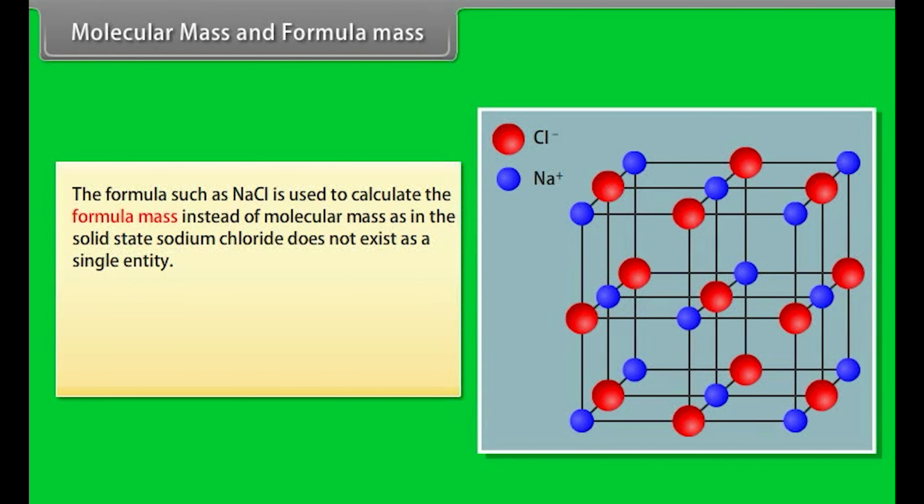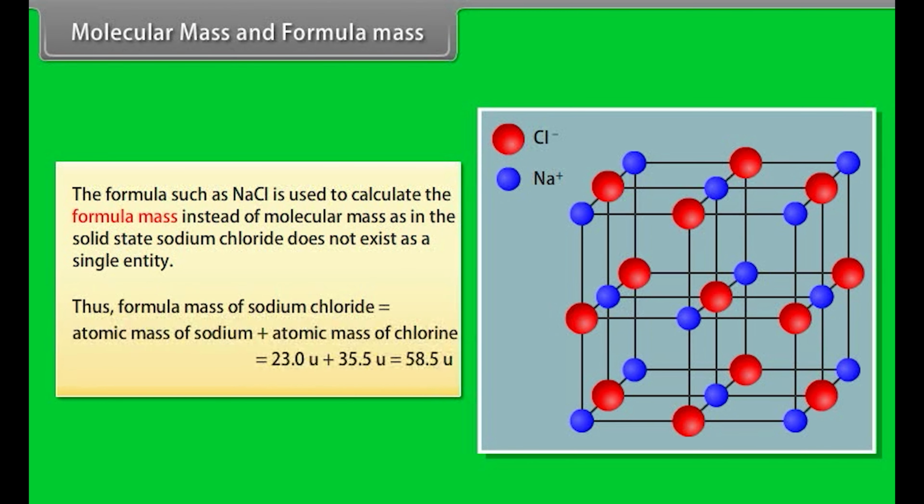This is equal to 18.02 u. A formula such as NaCl is used to calculate the formula mass instead of molecular mass, as in the solid state sodium chloride does not exist as a single entity. Thus, formula mass of sodium chloride is equal to atomic mass of sodium plus atomic mass of chlorine, which is equal to 23.0 u plus 35.5 u, which is equal to 58.5 u.